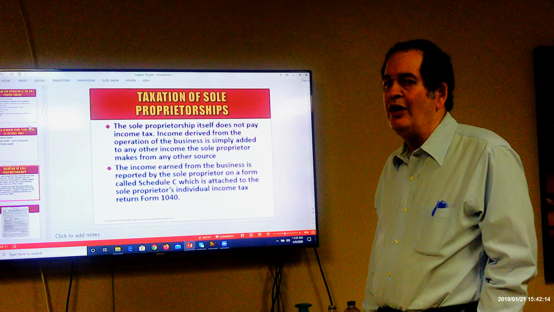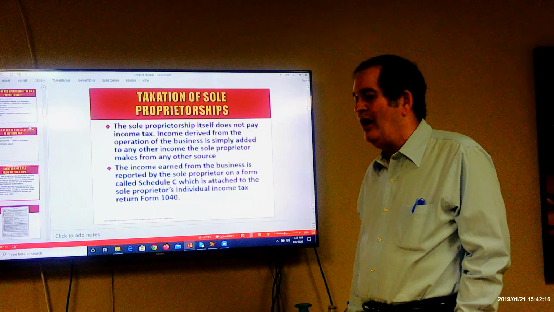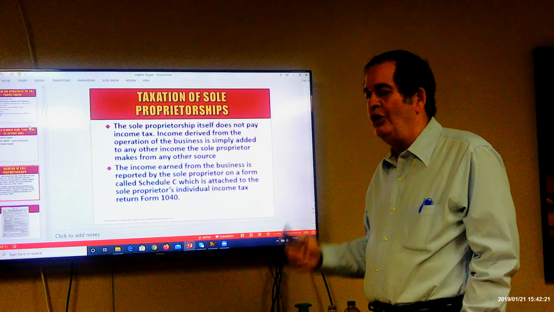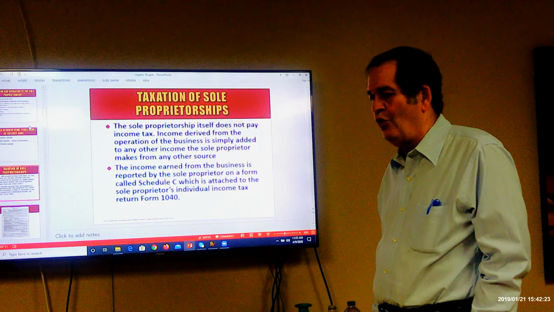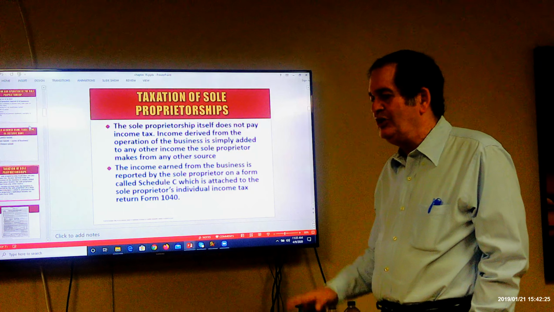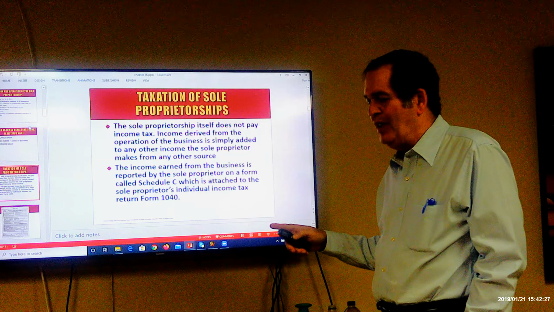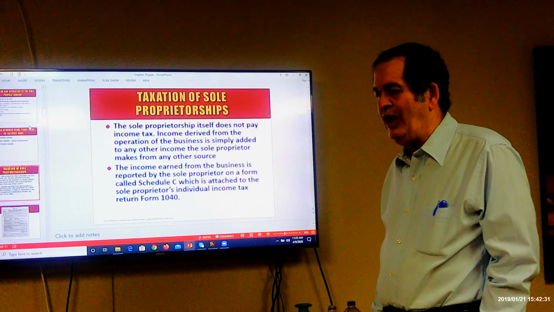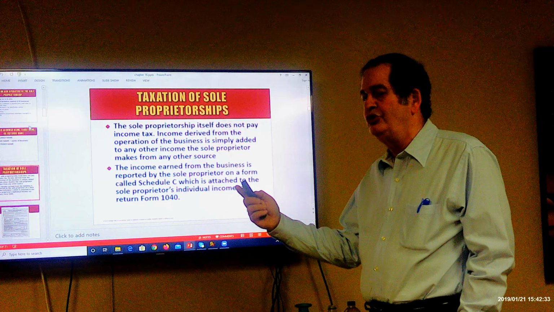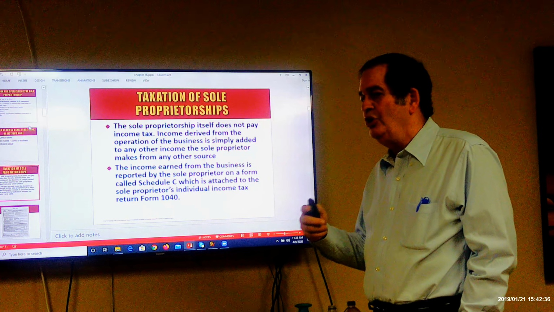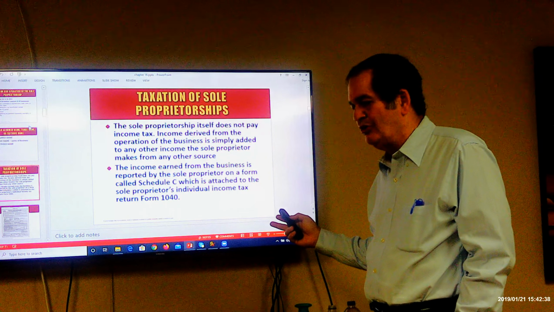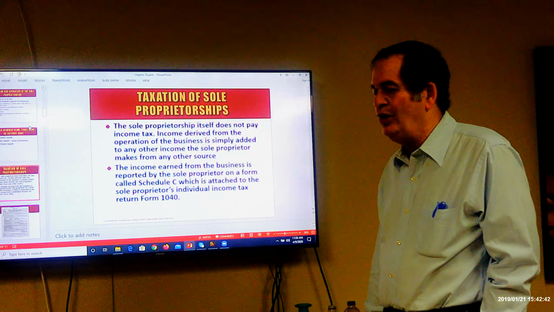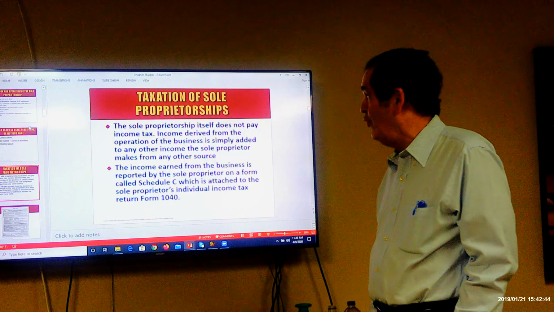Now, with a sole proprietorship, you pay your taxes just like an ordinary person. So on your 1040 form, your long form, at the bottom there's a space for business income, and it says see Schedule C. Schedule C is a separate page that you complete, which shows your income from your business, your legitimate expenses that are deductions, your net income from your business, and then you carry that back over to your 1040 form.